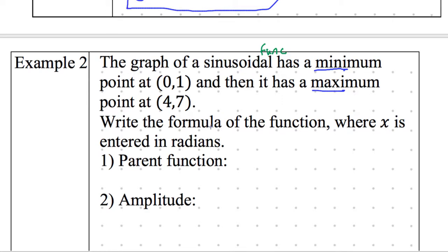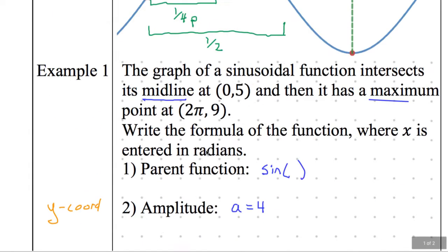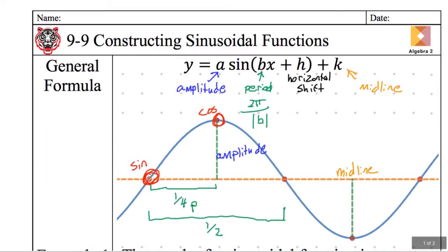We're writing the formula where x is entered in radians. We always assume that because we're always doing 2 pi divided by b instead of 360 divided by b. That's why we know we're in radians. All right, the parent function. Are we sine or are we cosine? Again, the way that we know is sine will start at the midline and cosine will start at an extremum. It'll either start at a maximum or a minimum.